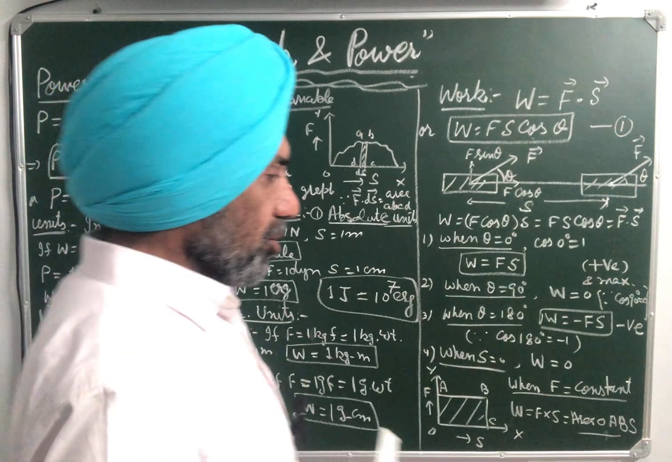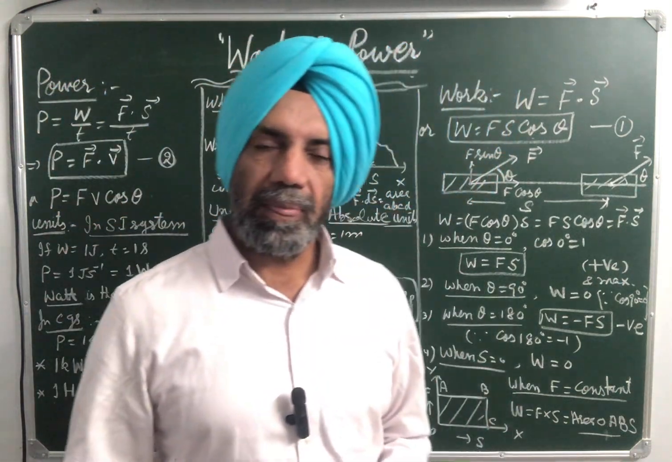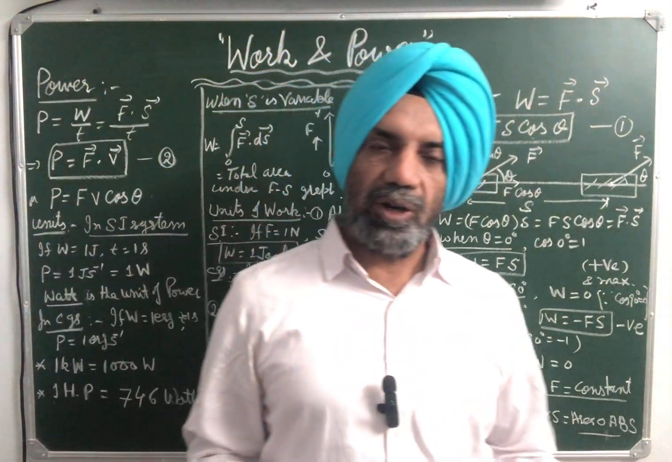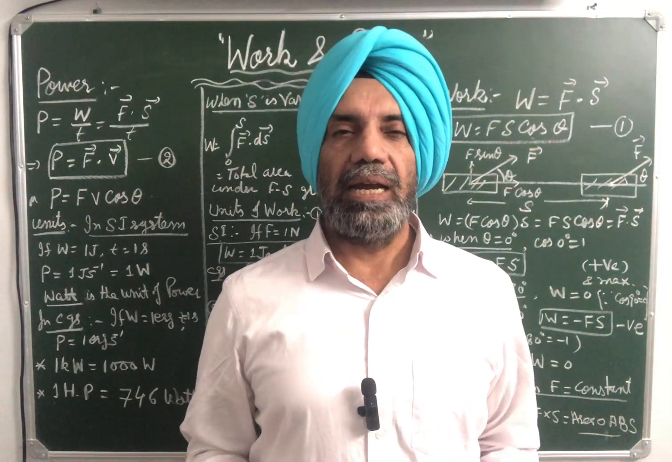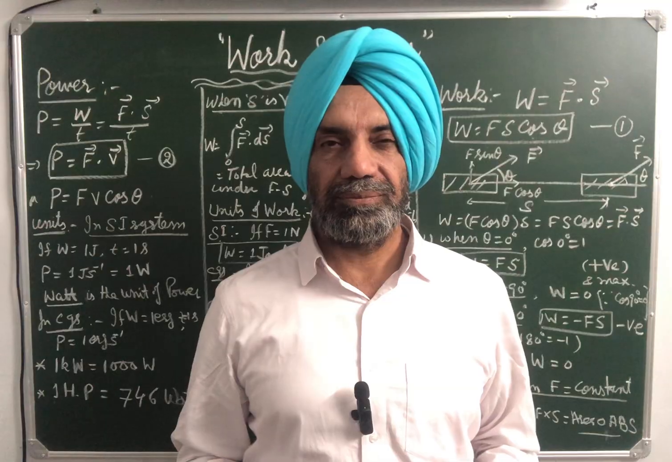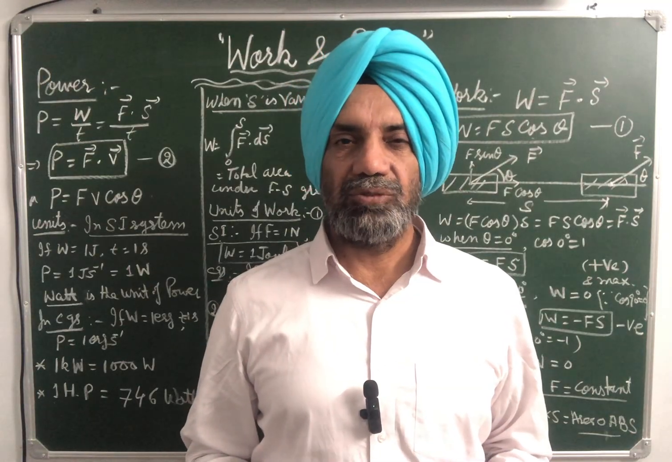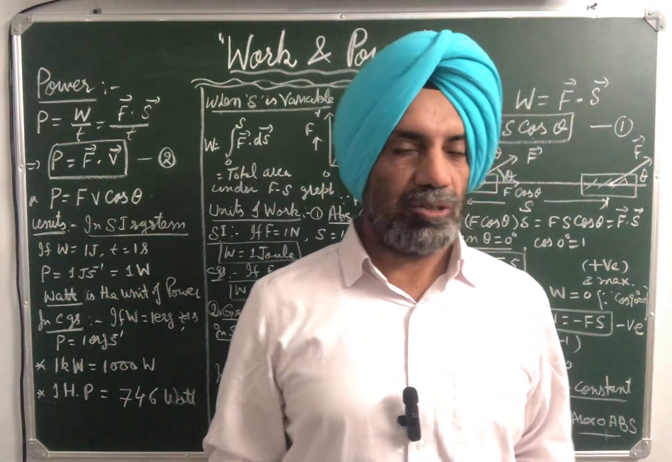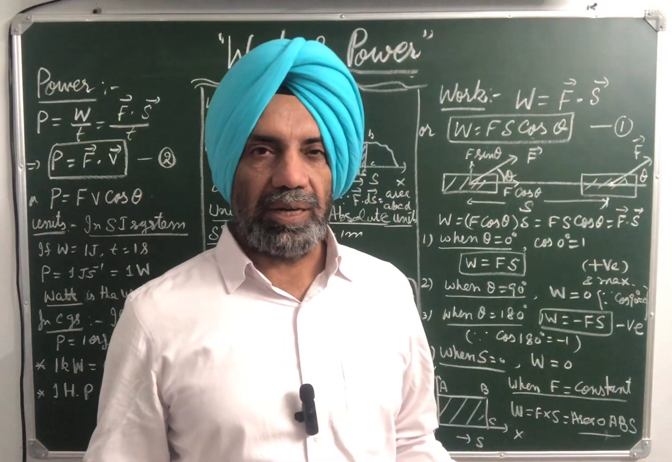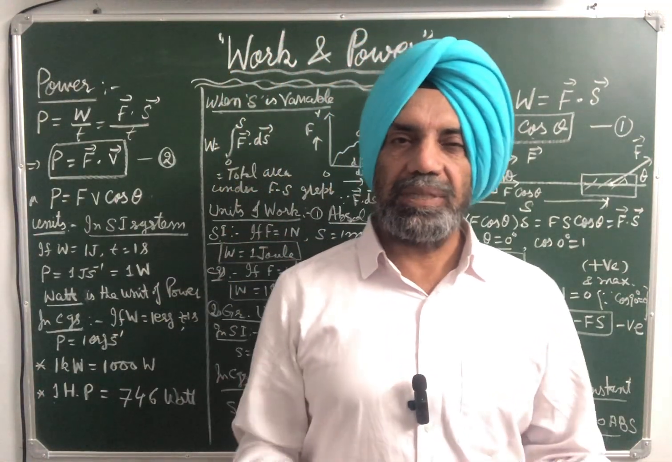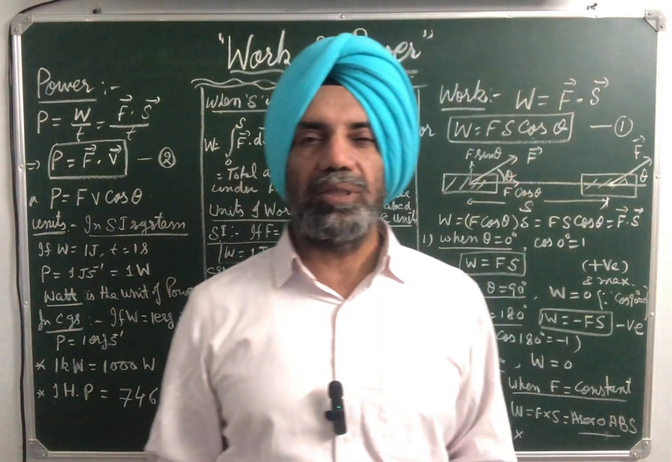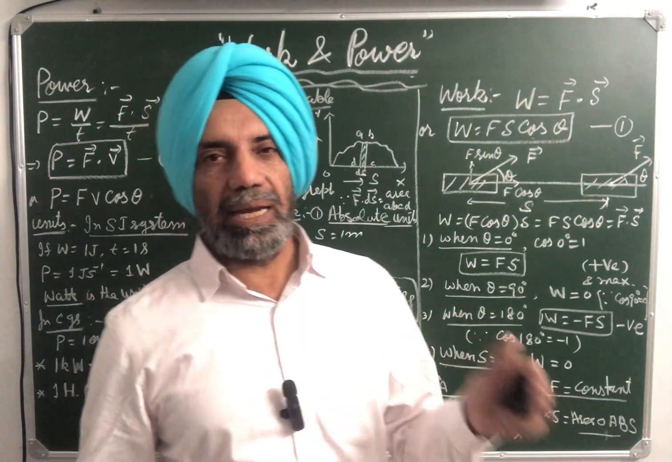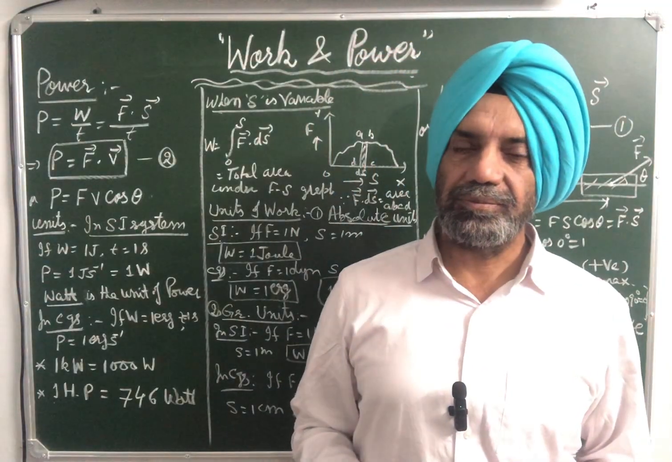When S is equal to 0, W is equal to 0. When there is no displacement, there is no work done. For example, a coolie taking some load on his head and standing at a place for 1 hour, 2 hours, say, does no work. But in daily life, he is paid something. Even though the physical work done is 0. So it means physical work done and daily life work done are different.